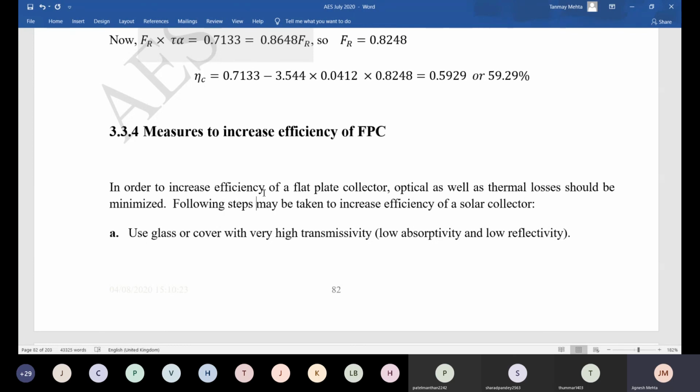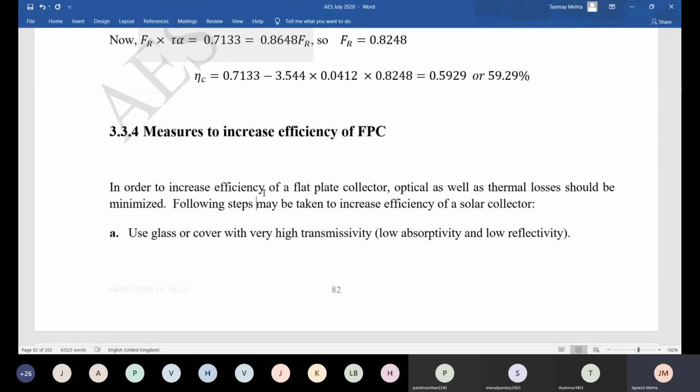Now, this FPC, flat plate collector, is a very popular design, particularly because of its simplicity and you need to keep it stationary, etc. And it is a well-developed technology also. If you want to keep the efficiency high or you want to increase it further, what measures might be taken? Of course, it may need some extra effort in terms of research and development, or you may incur some extra cost for this, right?